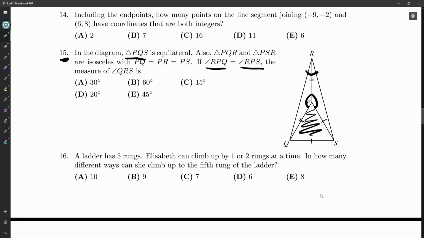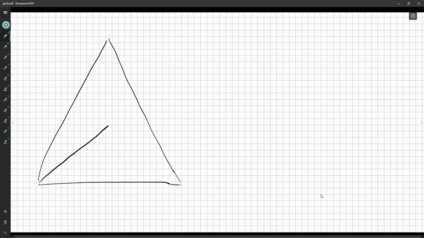Okay, so let's just copy our picture over. R at the top, P there, Q there, and an S there. It doesn't really matter the names; I don't think I'm going to use them a whole lot. What we want is just this top angle.